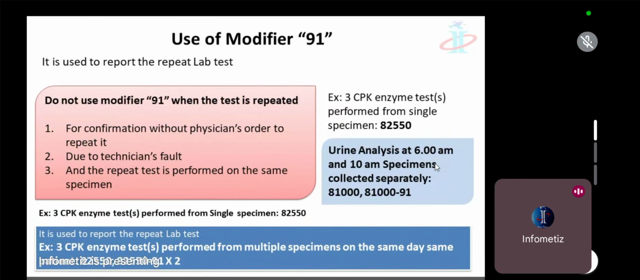When we cannot use 91 modifier, three conditions: when the test has been performed without order of physician, if it has been performed because of the technician's fault, or if it is performed on the same specimen. Okay? Same specimen, same result you will get.